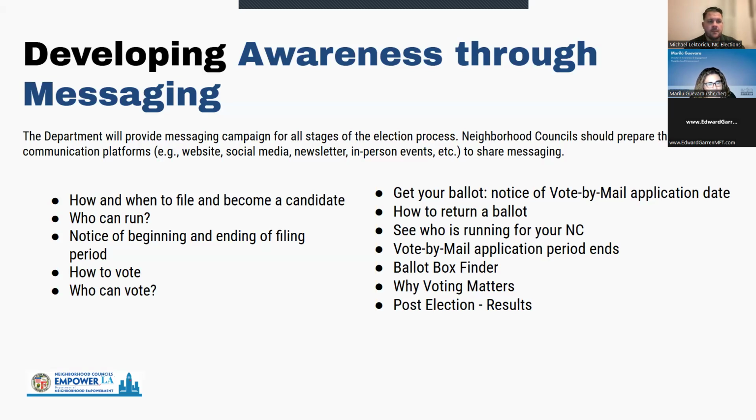messaging. Some of the messaging includes how and when to file and become a candidate, who can run, the notice of the beginning and the ending of the filing period, how to vote, who can vote, how to get your ballot, how to return a ballot, see who's running for your neighborhood council, when the vote by mail application period ends, the ballot box finder that Michael shared with us, why voting matters, and obviously post-election results. And obviously inviting them to come to your neighborhood council board meeting once the election concludes.